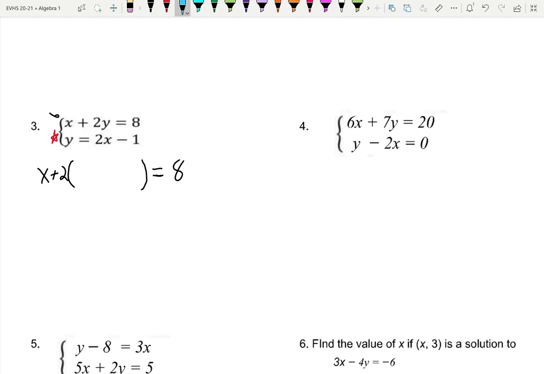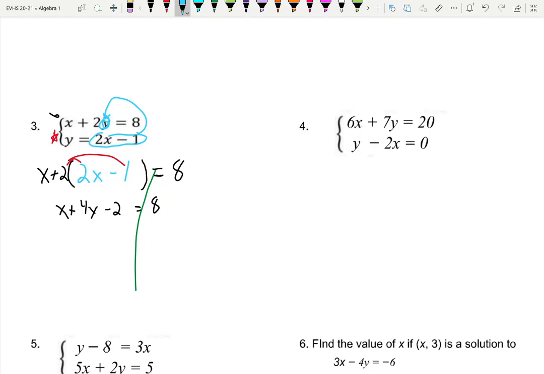So we're going to take all of this and substitute it into the y. That's why that set of parentheses needed to be so large. I'm replacing this y with 2x minus 1. Now we're going to do our solving steps. So looks like I'm going to have to distribute this 2, which is going to give me x plus 2 times 2x is 4x. 2 times -1 is -2 equals 8.